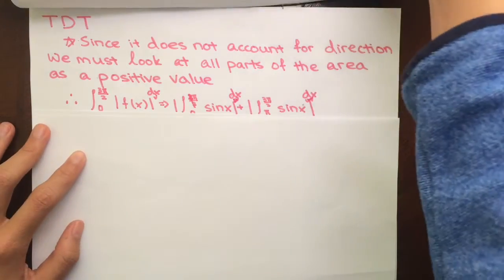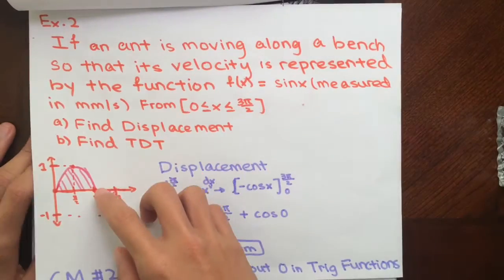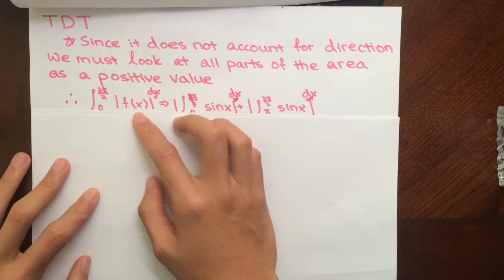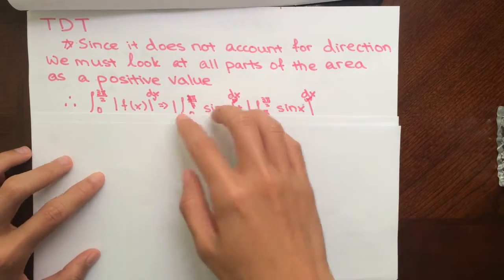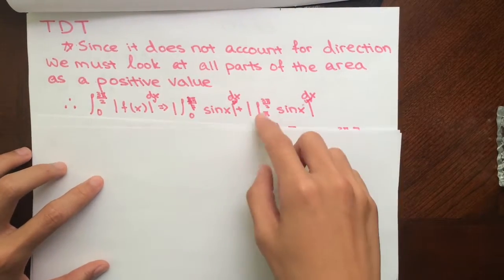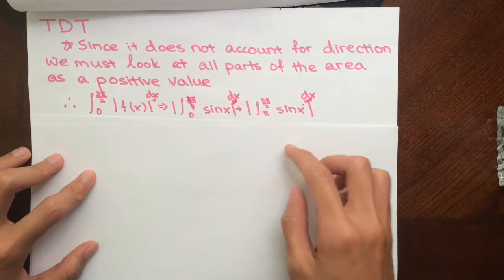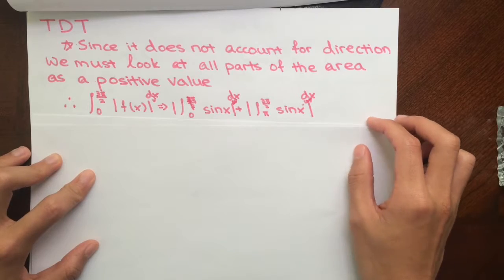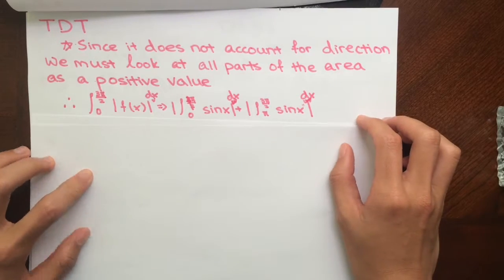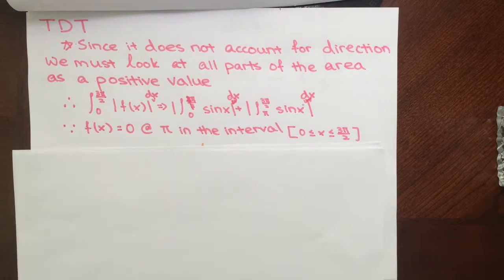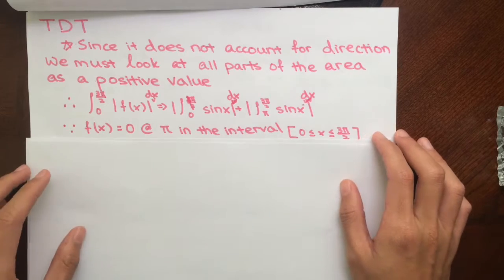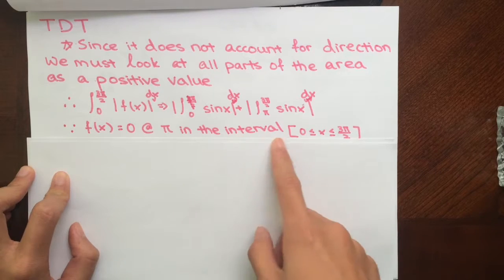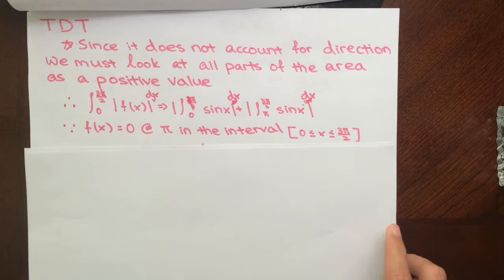So because we are going to look at all parts of the area as a positive value, we will absolute value the function, which will split the integral into two parts. The first part will be the integral of sine of x from 0 to pi, and the second part will be the integral of sine of x from pi to 3 pi over 2. This is because sine of x equals 0 at pi in the interval of 0 to 3 pi over 2.